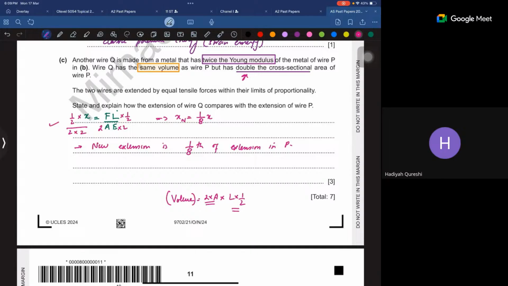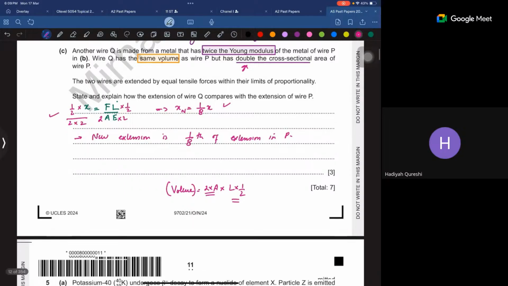Show the ratio, what you're going to use, show how you used it, and then that's it. So 3 marks for literally nothing. All right, so very good. Now let's go to the next.